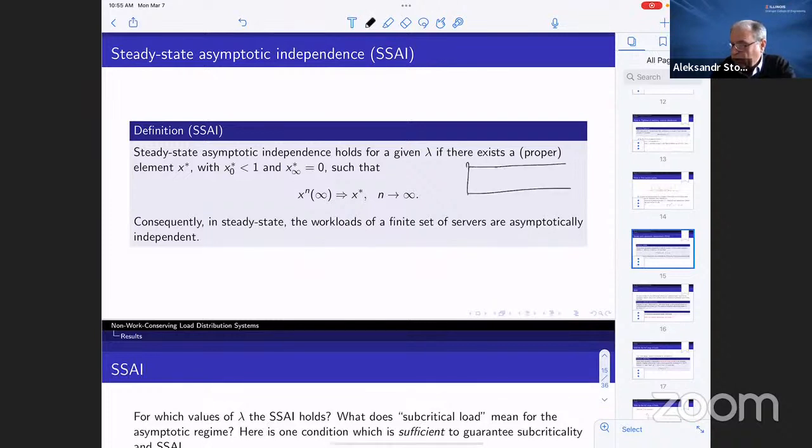So this will be our typical picture. This is x star, such that as n goes to infinity, your steady states will concentrate at this fixed point. Okay. If this happens, then as a corollary, in steady state, the workloads of any finite set of servers will be asymptotically independent. So having this property in the mean field limit is equivalent to asymptotic independence.